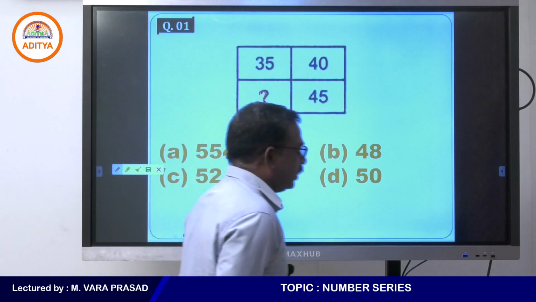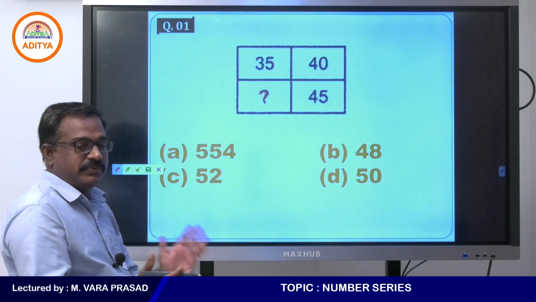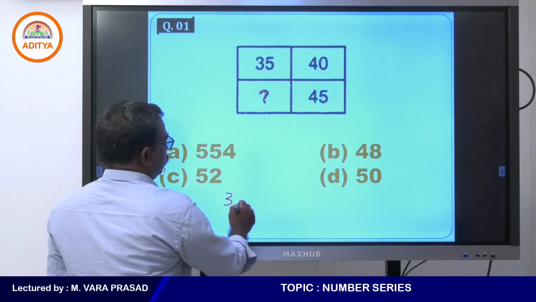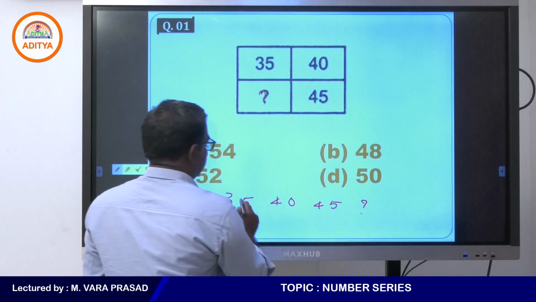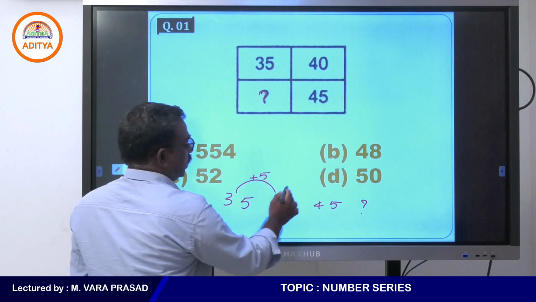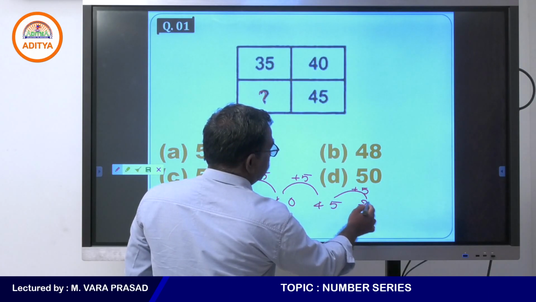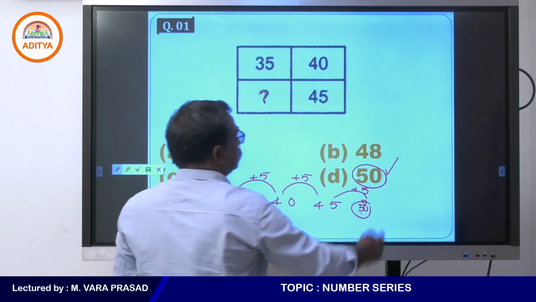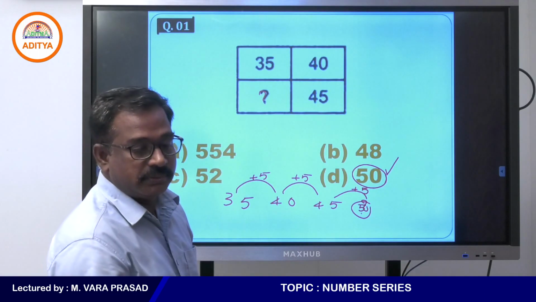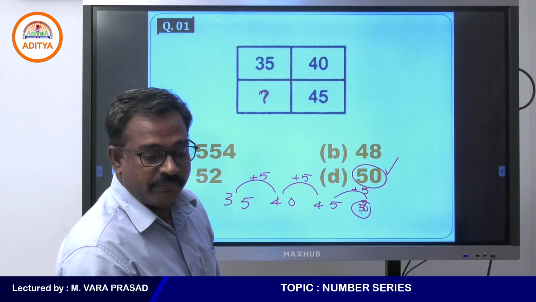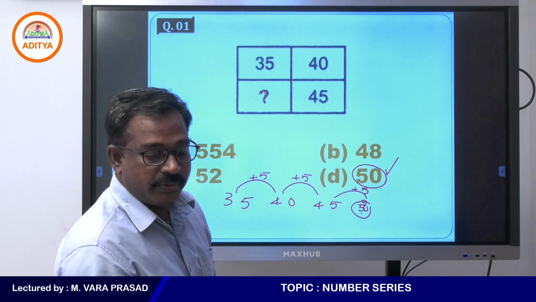35, 40, 45. You can convert this one into series way also. 35, 40, 45 and question mark. Here 35 plus 5, 40 plus 5 and 45 plus 5, you will get 50. So this one is there in the options. So we can write as 50. The question mark can fill as 50, right? Yes, many of you written 50, very good, right? Many answers you written right, very good. All of you given right.